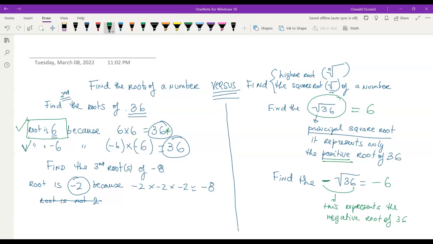Okay, so I just wanted to clarify, and so in your discussion, they're asking you for finding the roots of a number. They're not asking you for finding the square root with the radical. So make sure you are able to differentiate between the two here.